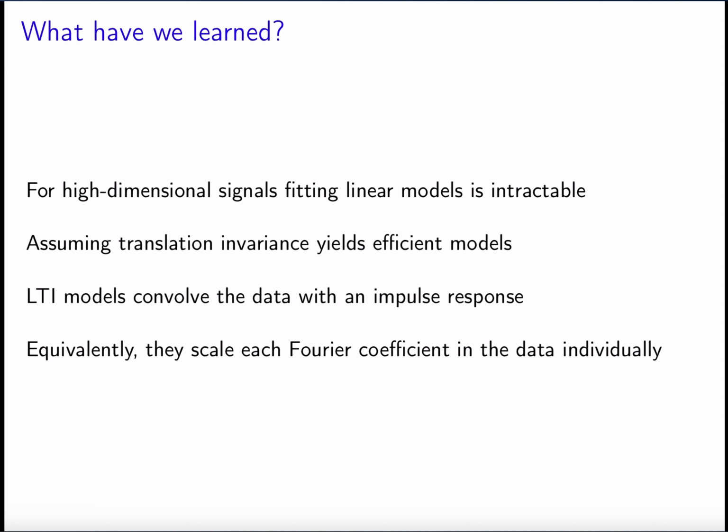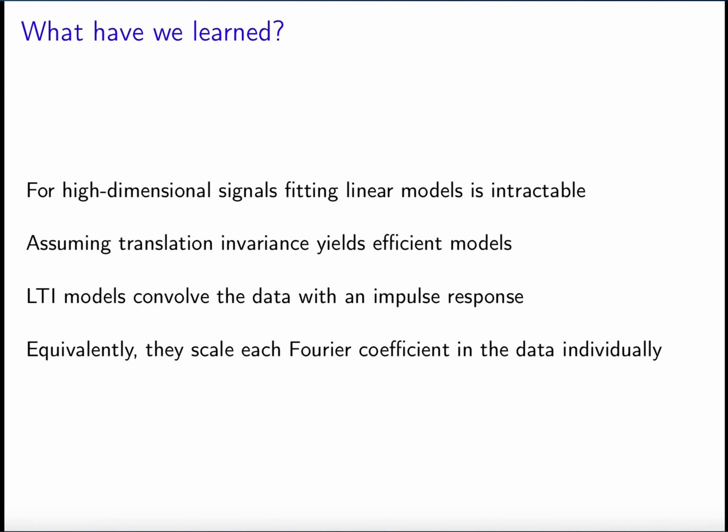Okay, so what have we learned? For high dimensional signals, fitting linear models is intractable. Assuming translation invariance yields efficient models and is quite reasonable for a wide range of signals. When we do that, when we assume translation invariance for a model, then what happens is that applying the model is essentially just convolving the data with an impulse response.